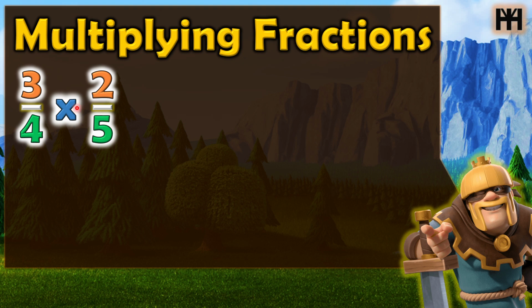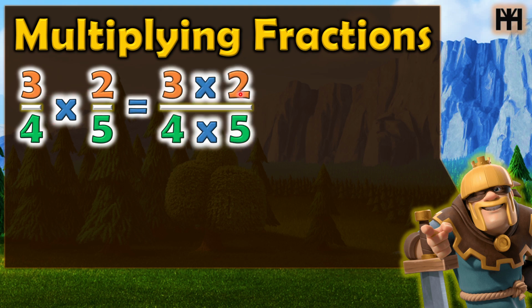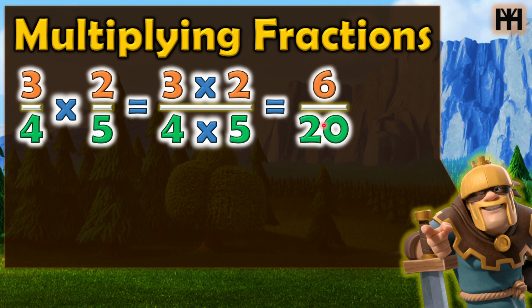3 over 4 times 2 over 5, we just multiply the numerators and the denominators. So it's 3 times 2 and 4 times 5. So it's 3 times 2 over 4 times 5. 3 times 2 is 6 and 4 times 5 is 20. So it's 6 over 20.